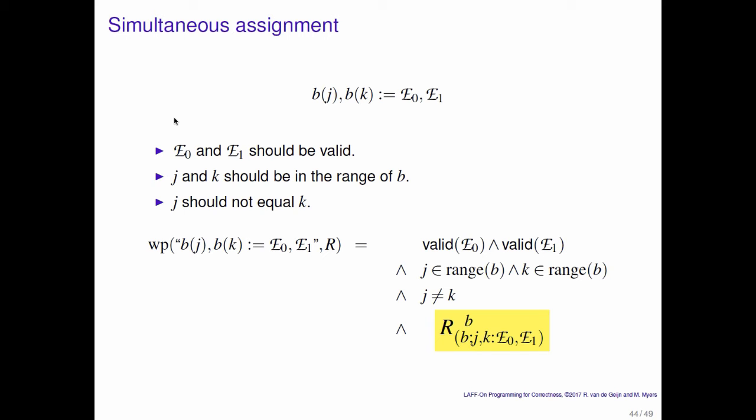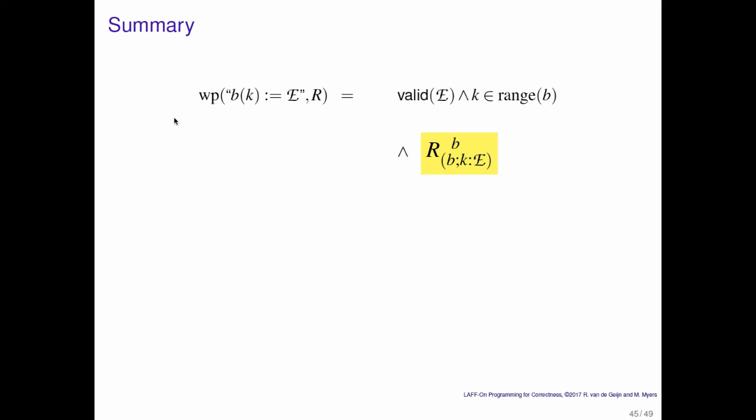What is the definition of the weakest precondition for simultaneous assignment to array elements? Well, E0 and E1 must be valid. J should be in the range of B, K should be in the range of B, J should not be equal to K, and then you can do a substitution of a copy of B, but with the elements indexed by J and K replaced by the respective expressions into every free occurrence of B, and there you have the weakest precondition. In summary, this is the weakest precondition when you assign to an element of B.